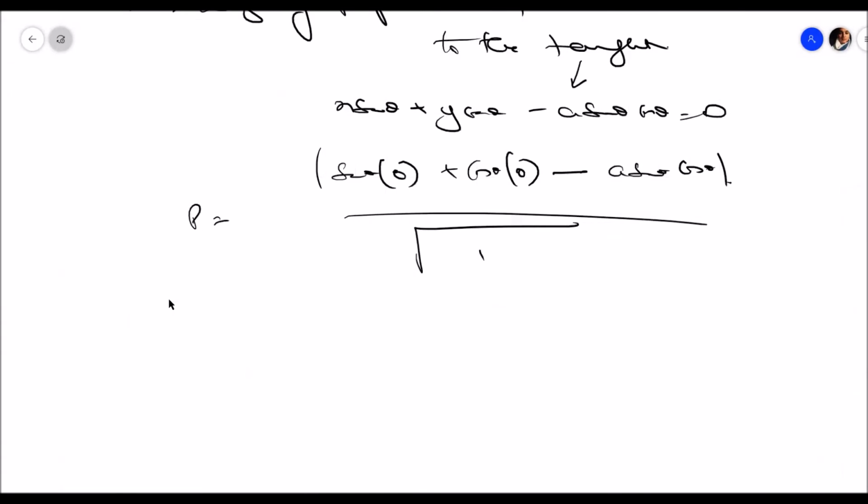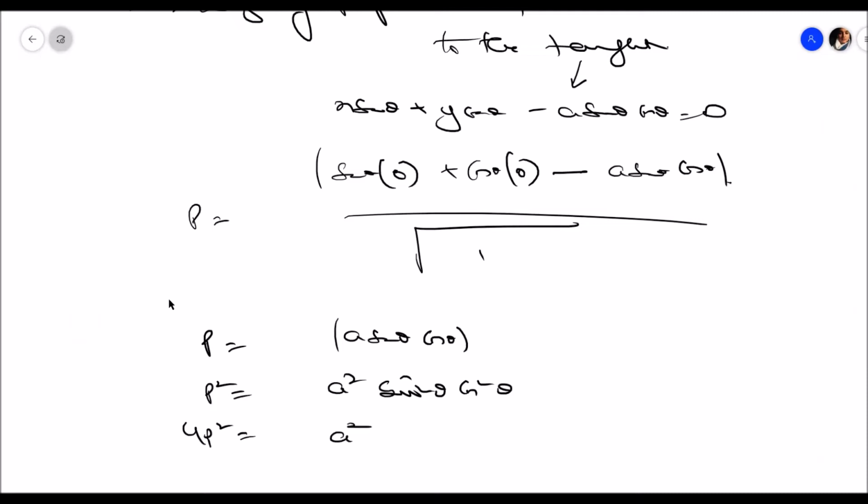Okay, so what exactly is p? It is nothing but modulus of a sine theta cos theta, and I will try to find out p square, which is a square sine square theta cos square theta, and then I'll try to find out 4p square, because that's what is there in the question. 4p square is nothing but 4a square sine square theta cos square theta. So these together will be called a square sine square 2 theta.